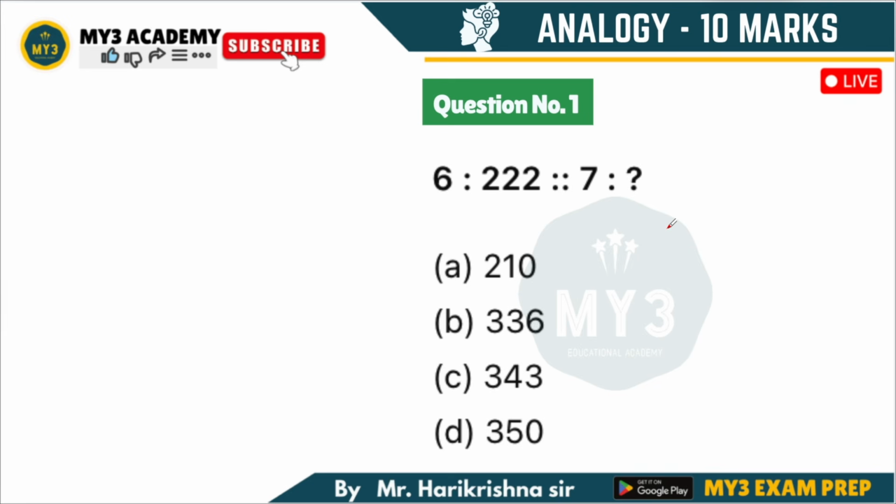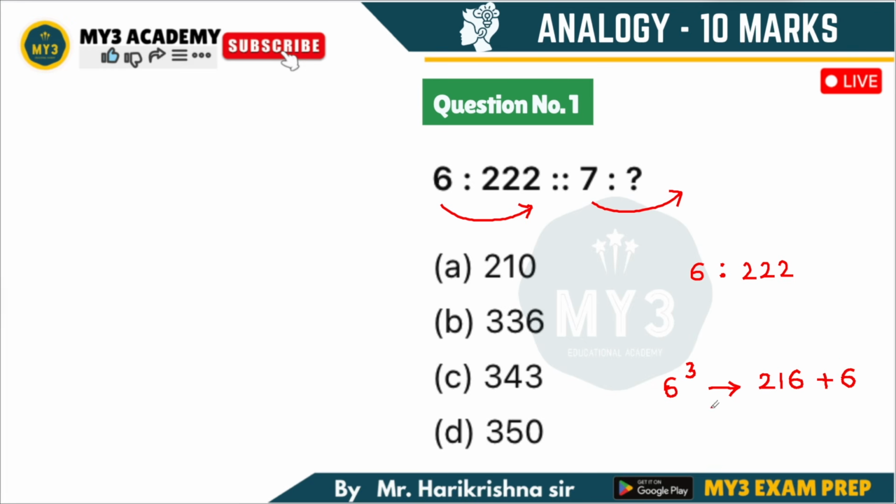So let's look at the practice questions. The first question is: 6 is 222, then 7 is what? If you observe this number, 6 is 222, a 3-digit number. This kind of gradual increase is available with cube numbers. The value of 6 cube is generally 216, but this is 222. What is the difference? There is an increase of 6.